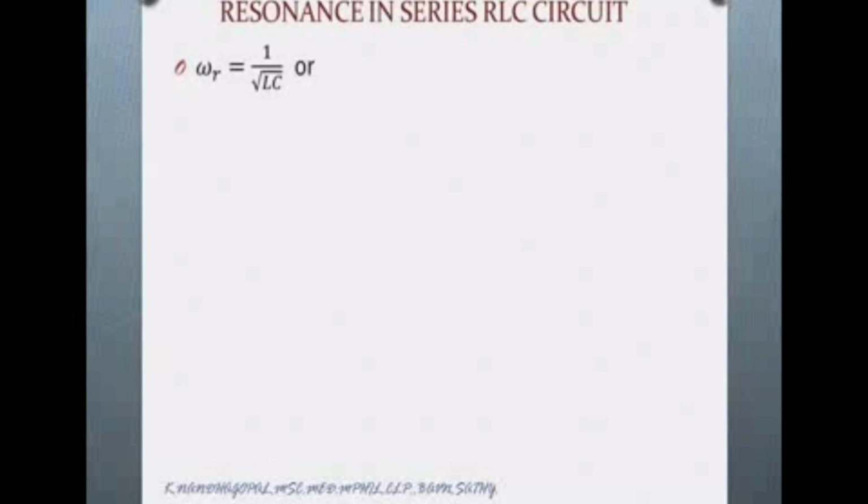Resonance in series RLC circuit, right? That first one you can take omega equal to 1 by root of LC. Already you know that. That first lesson we derived this. Omega is the angular frequency that is equal to 1 by root of LC, where L is the inductance, C is the capacitance.